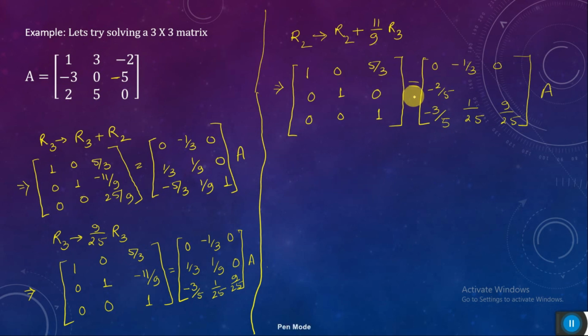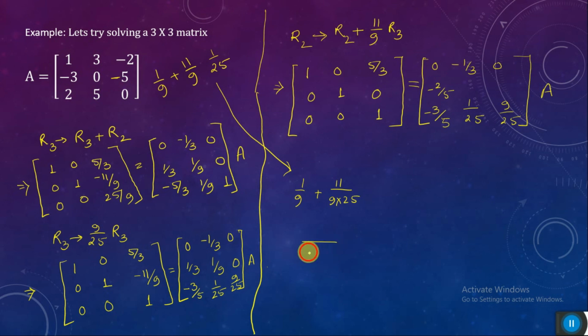Okay, similarly now for the next element, row 2 is 1 by 9 plus 11 by 9 of row 3, that means 1 by 25. Here you can see 1 by 9 plus 11 by 9 of 1 by 25. So you can see that I'll write here, 1 by 9 plus 11 by 9 into 25. Okay.